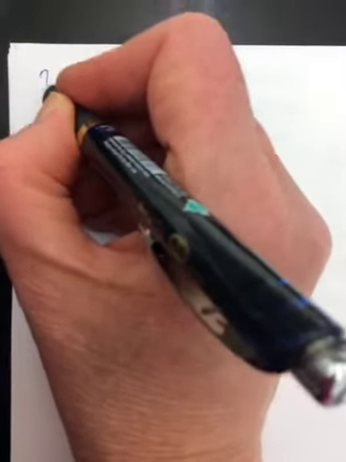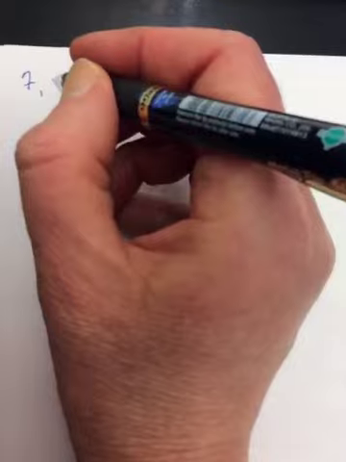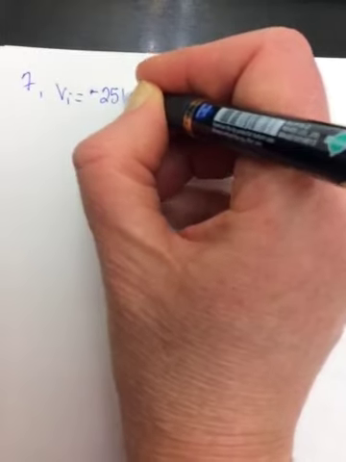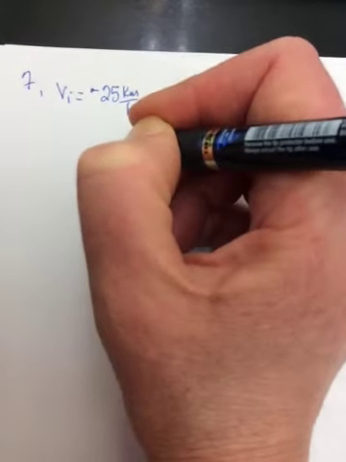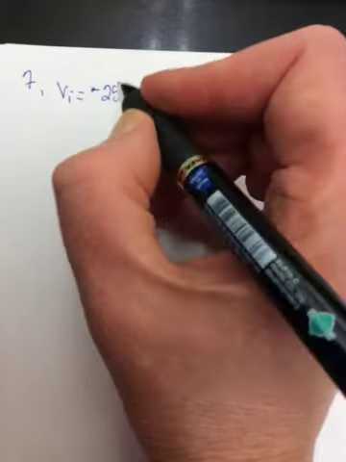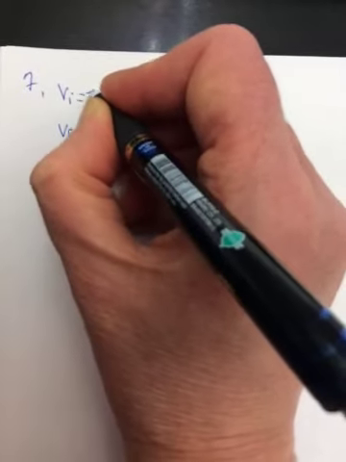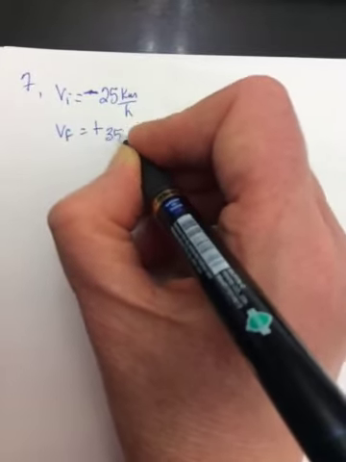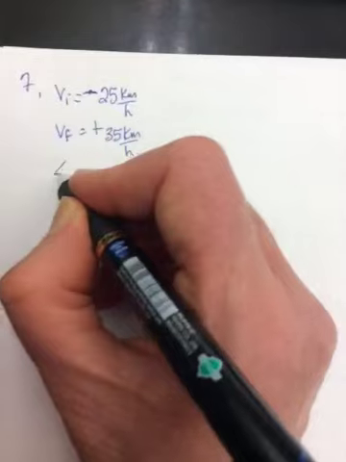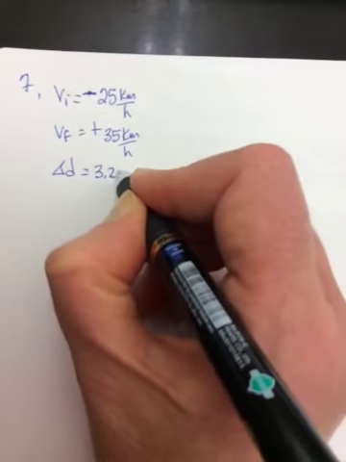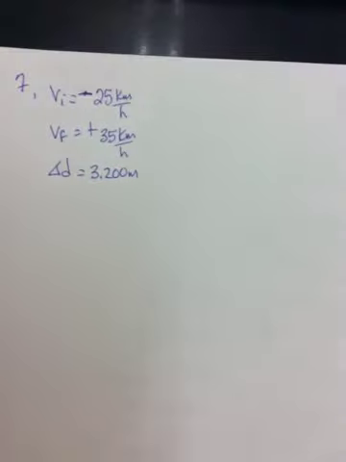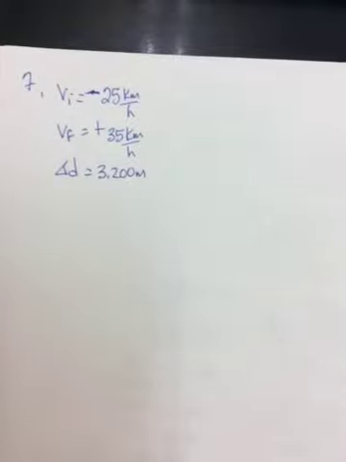So number 7 says a car initially sliding backwards down a hill, so VI is negative 25 kilometers per hour because it's sliding backwards. The driver guns the car. By the time the car's velocity, V final, is, so this one's negative and this one's positive, 35 kilometers per hour, it is 3.2 meters, delta D, 3.2 meters positive, from its starting point. Assume the car was uniformly accelerated. What is the acceleration in meters per second squared?